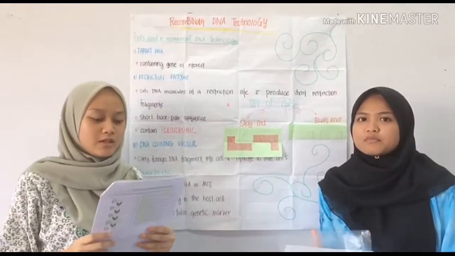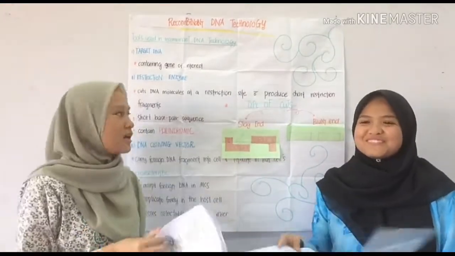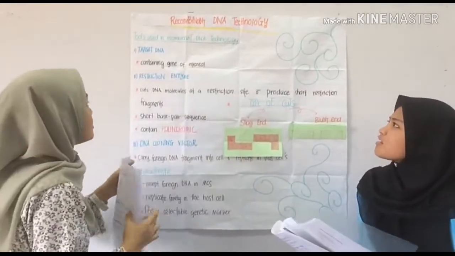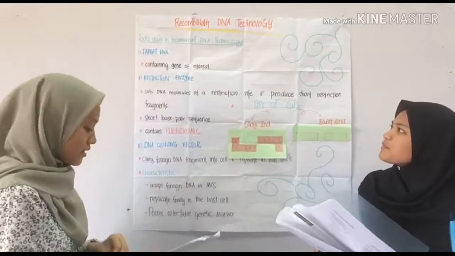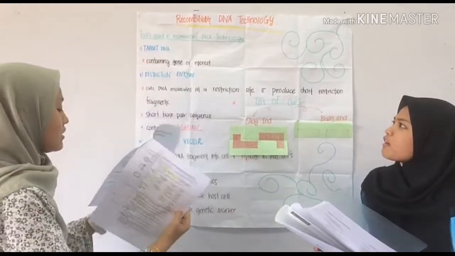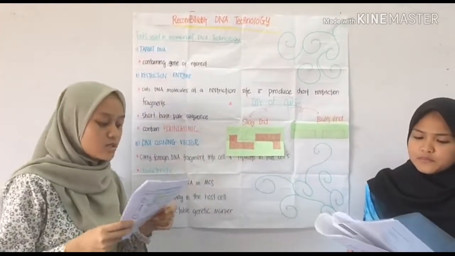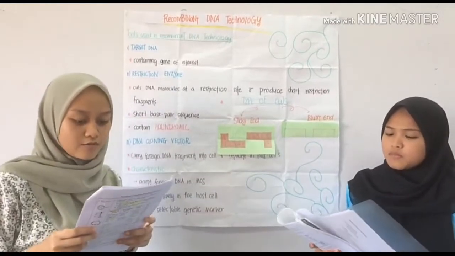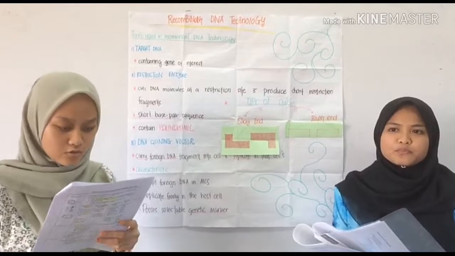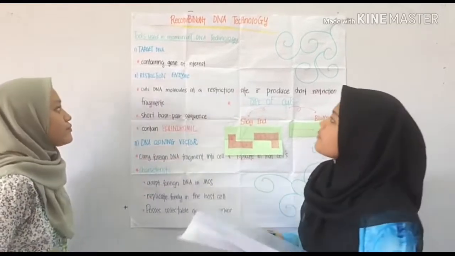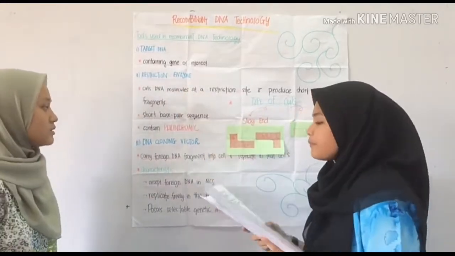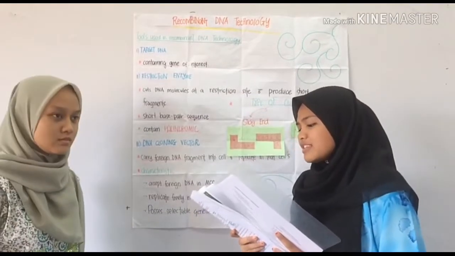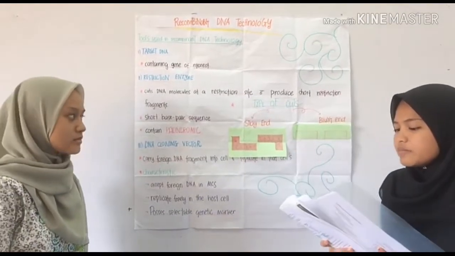Assalamualaikum. Today we will present about recombinant DNA technology. First is the tools used in recombinant DNA technology. First is target DNA. Target DNA is a sequence of DNA containing the gene of interest. Example, a gene that encodes for a protein which can dissolve blood clots. Next, restriction enzyme. An enzyme which cuts DNA molecules at a restriction site and produces short restriction fragments.